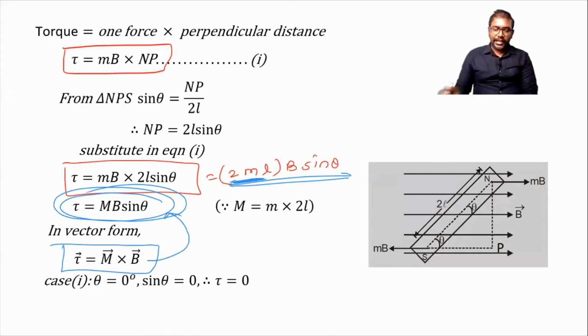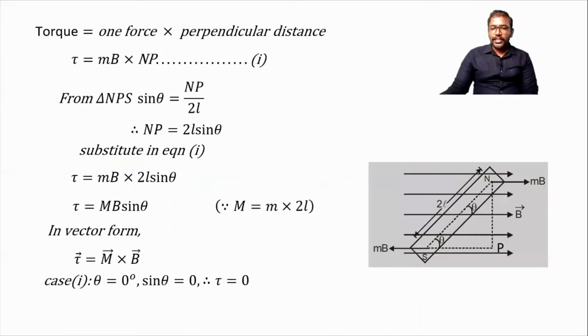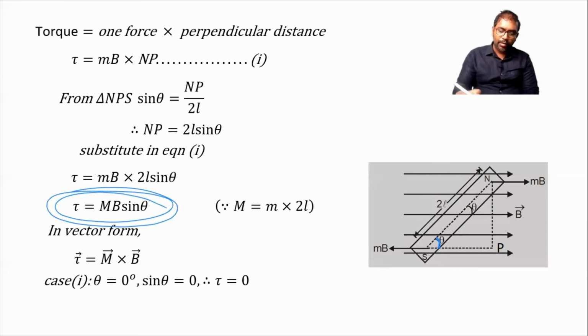Now let me learn the cases also. Case 1: if theta is 0, it means the axis of the magnet is parallel to the direction of the magnetic field. Then theta is 0, and sine 0 is 0. We are using this formula: sine 0 is 0, so 0 multiplied by MB is 0. So the torque acting on a dipole is 0. There is no torque when the axis of the magnet is parallel to the direction of the magnetic field.